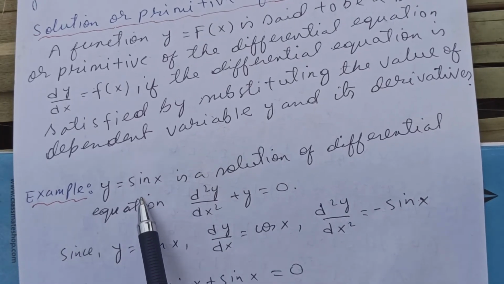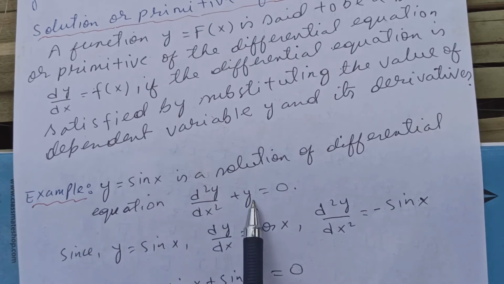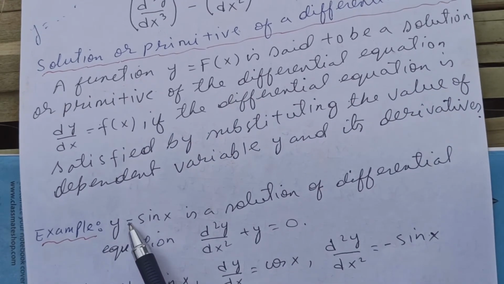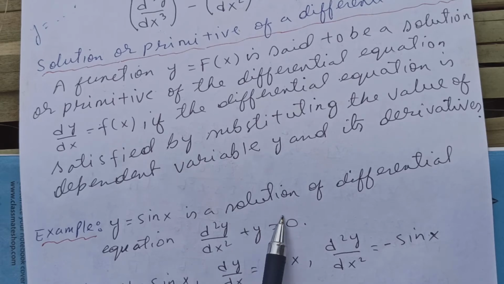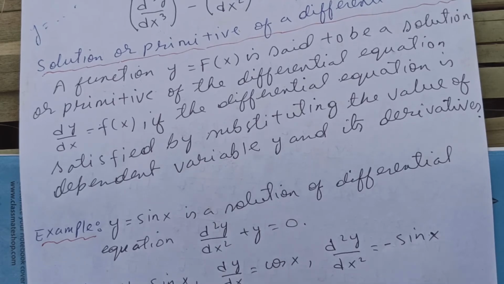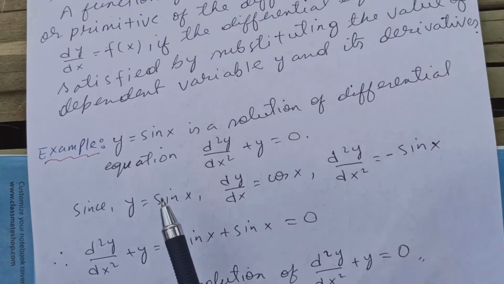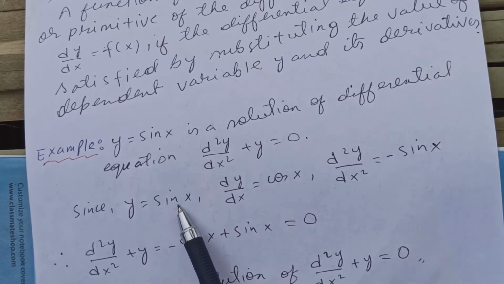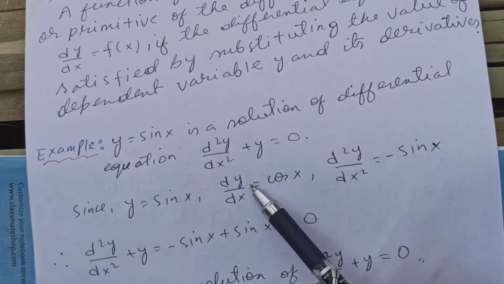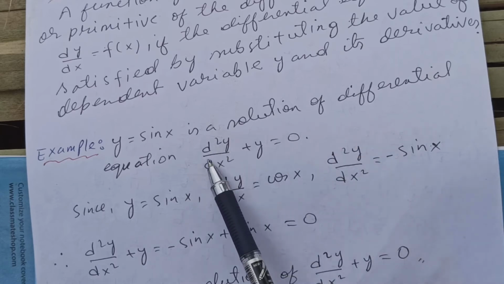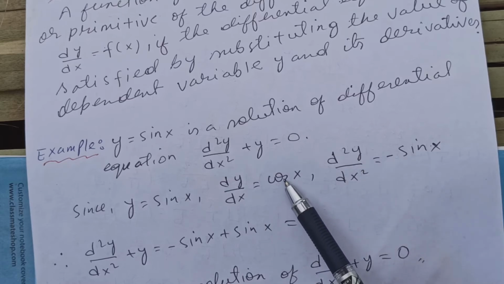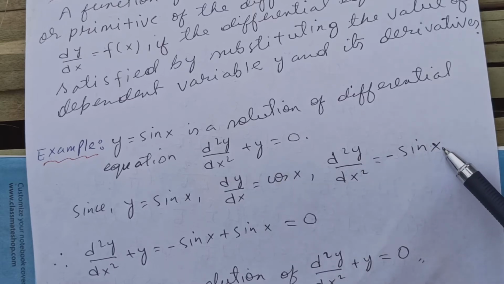Example, let's say y equal to sin x is a solution of the differential equation d square y by dx square plus y equal to 0. Why? Because if you substitute the value of y in this differential equation, then this equation will be satisfied. Let's see it. Since y equal to sin x, if you differentiate one time, dy by dx is cos x, since the differentiation of sin is cos. Then if you differentiate again, because the highest derivative is 2, d square y by dx square is the differentiation of cos x, which is negative sin x.